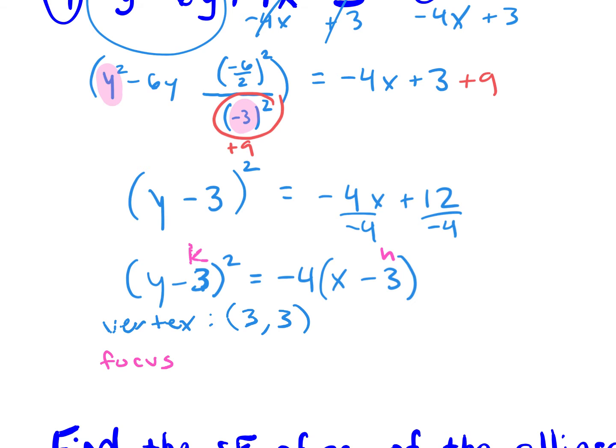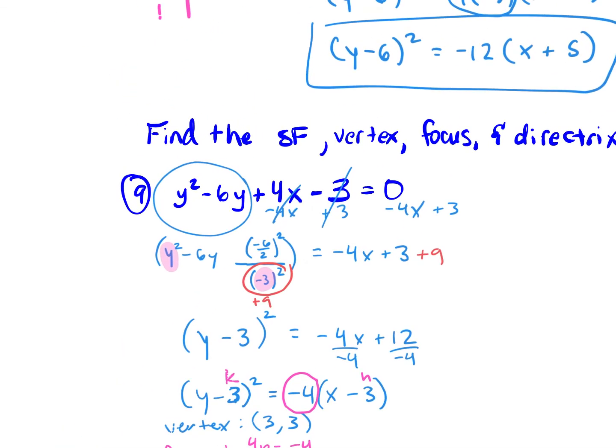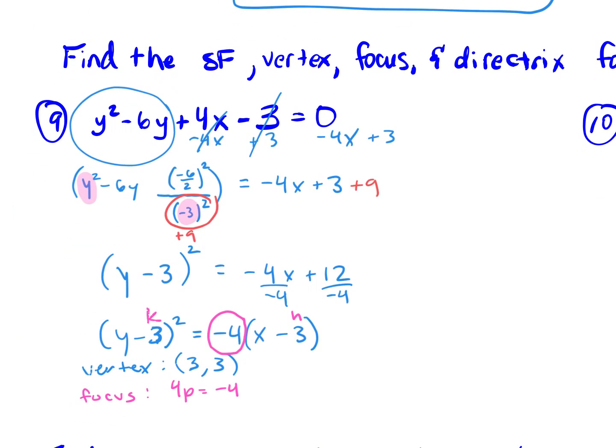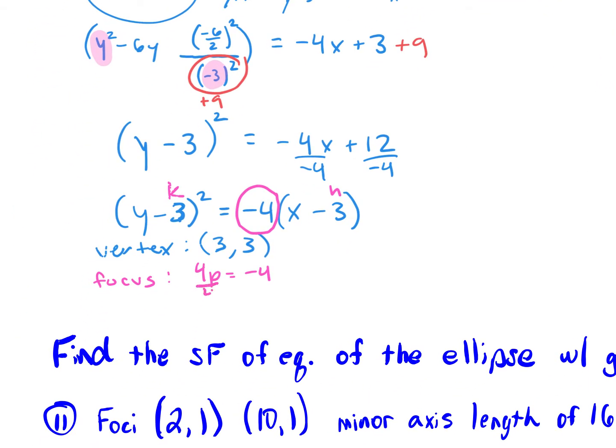How would we find the focus here? So it would be 3, and then you have to find p first. So in our equation, this negative 4 is 4 times p. So 4p is equal to negative 4. Whatever that number is out front, that's 4p, like in our standard form up here. 4p is that number that's getting multiplied out front. So 4p is equal to negative 4. So what would p be equal to? P is equal to negative 1.